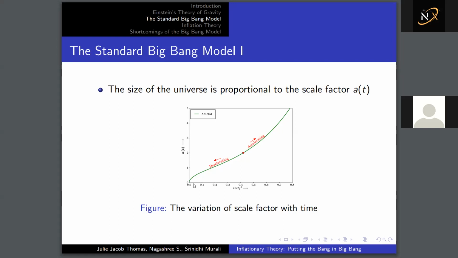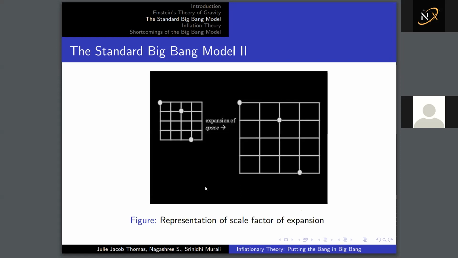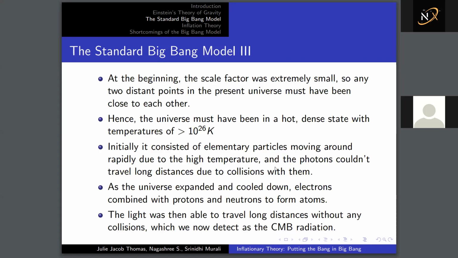Now if we zoom into this point of origin, we find that the scale factor is extremely small. So at some point in the beginning of the universe, the scale factor was extremely small, which meant that if we consider any two distant points in the present universe, then they must have been extremely close back then.